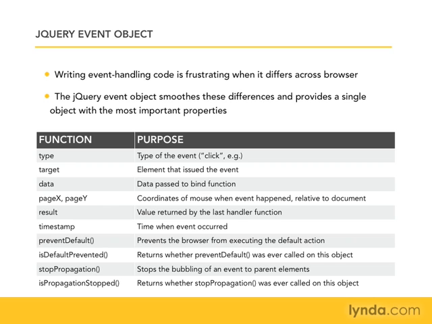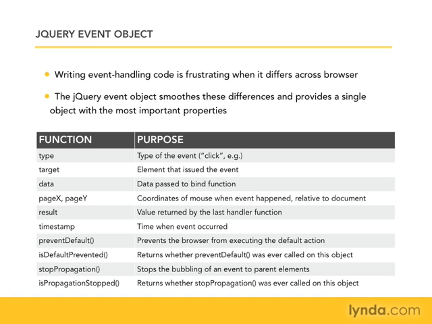There are a couple of functions that you might want to use as well. The preventDefault function prevents the browser from executing whatever the default action for the event is. So this essentially stops the event from causing whatever the browser would normally do with it, for example, following a link. The isDefaultPrevented function will return whether the preventDefault function was ever called on this event object. So to see if it was ever prevented, you can check this function.